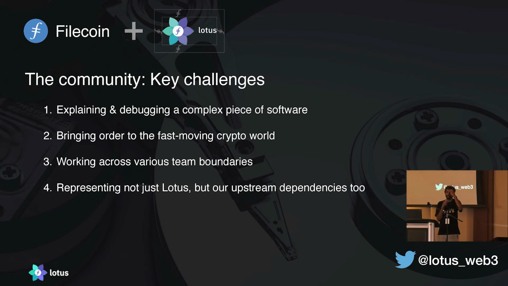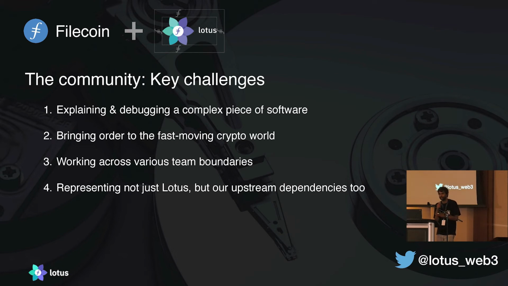Bringing order to the fast-moving crypto world where people are distracted or excited by something new every day. This is one of the most interesting challenges, is you wind up having to try to be the voice that's like, yes, yes, we know that's happening, but this is what we're talking about in July. This is what's being delivered in the Filecoin network. Yes, we know this other thing over there is exciting, but this is what's happening this month. This is the network upgrade and so on. You almost become the roadmap keepers, working across various team boundaries, as I mentioned, including the Filecoin Foundation.